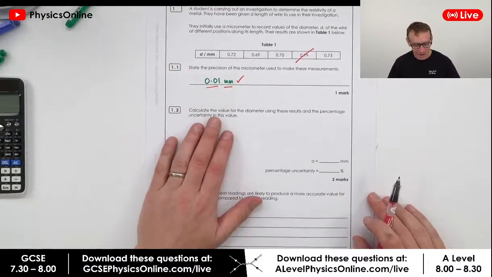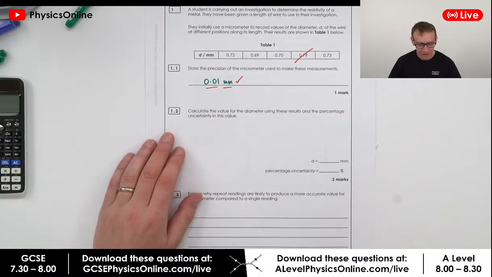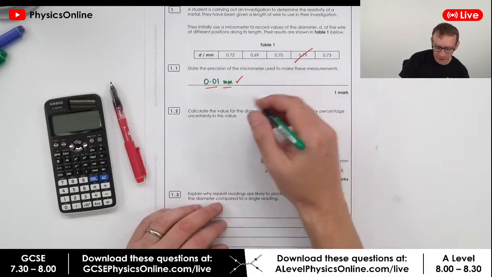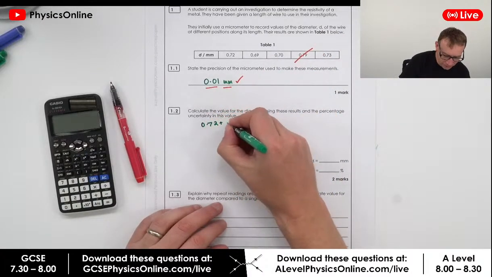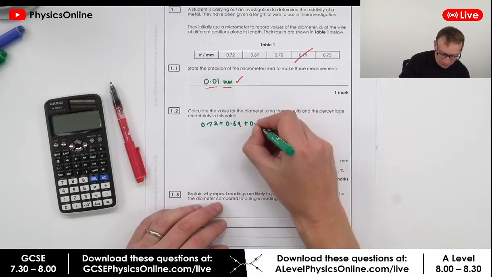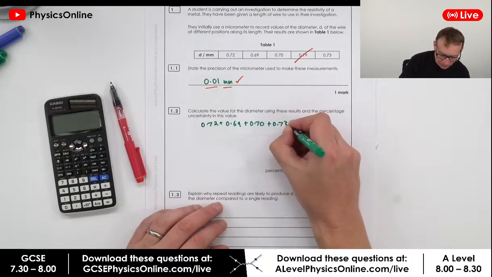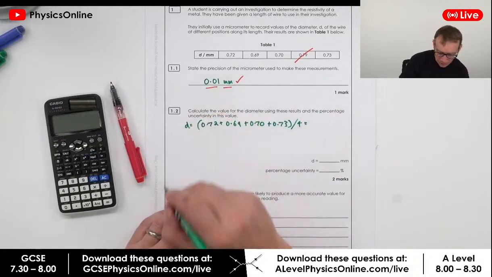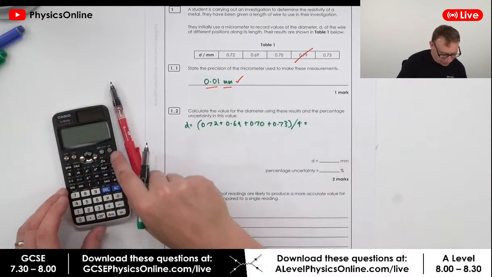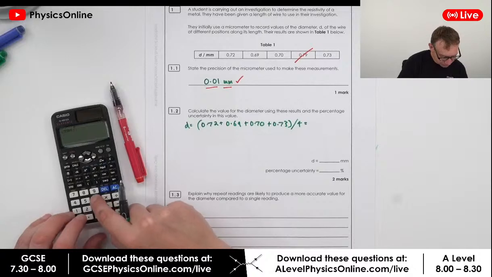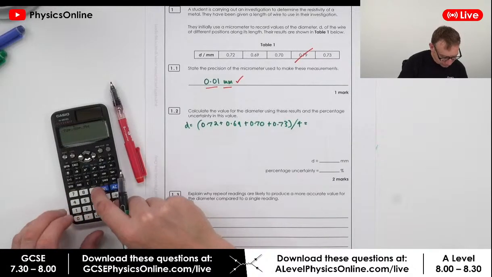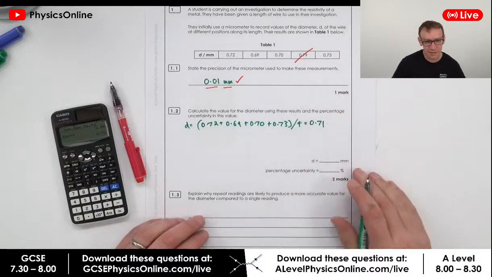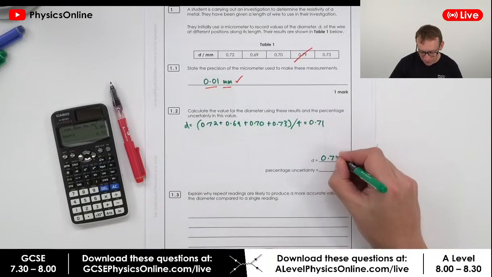Okay, right. Calculate the value for the diameter using these results. The value for the diameter is just the mean value of those. So 0.72 plus 0.69 plus 0.70 plus 0.73. We're going to divide that by 4, and that's going to be our diameter. We're going to give it in millimetres. So let me just work this out. That is equal to 0.71 exactly. So that is our diameter.